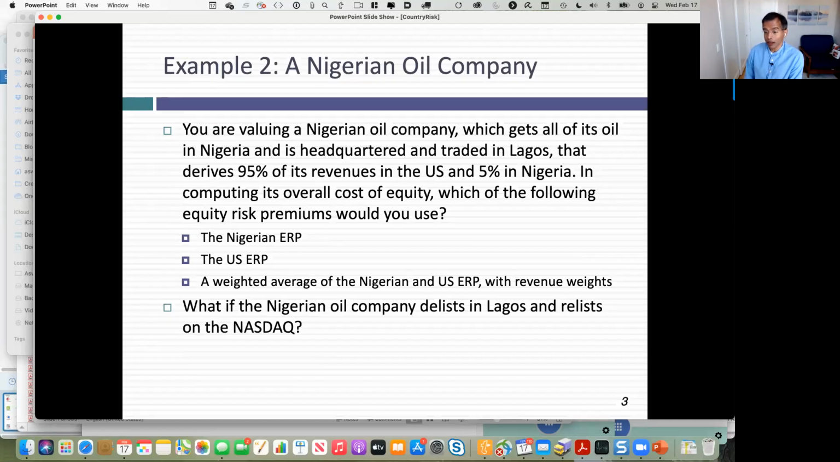It's headquartered and traded in Lagos, but all the oil comes from Nigeria. But it sells most of the oil outside Nigeria, 95% in the US, 5% in Nigeria. When I ask you what equity risk premium you're going to use for this company, Mark, in the previous example, used the revenue weights to come up with this. Would your answer be the same, or might it be different because it's an oil company?